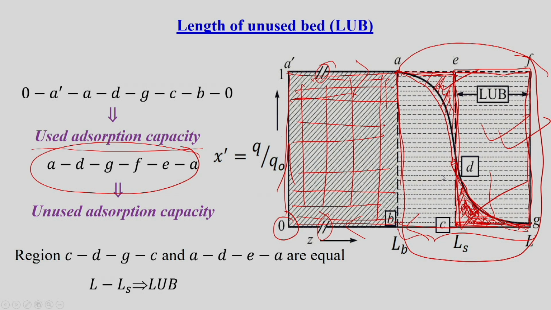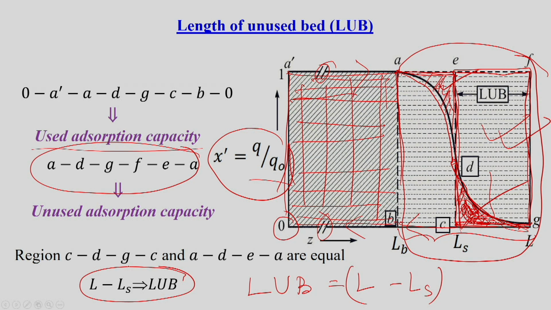Because from this convention we have taken the y axis as x prime, the relative amount of adsorption q by q0. As these two regions are the same, we can cut this portion, say C D G, and put it here, this A E D, then we will get this entire zone like this, C G F E. So this length of unused bed will be L minus L S, this portion. That is why the length of unused bed is this portion.